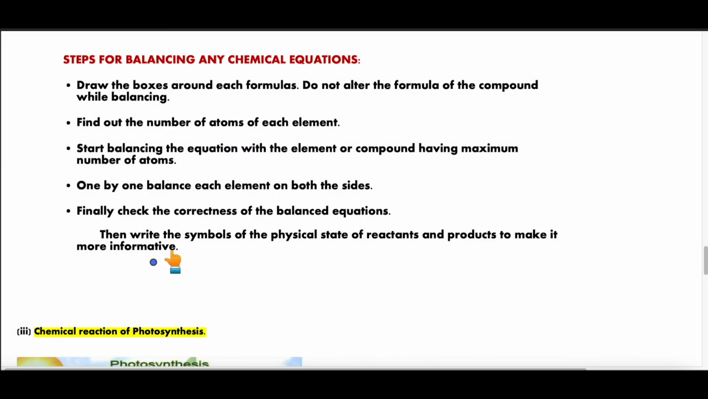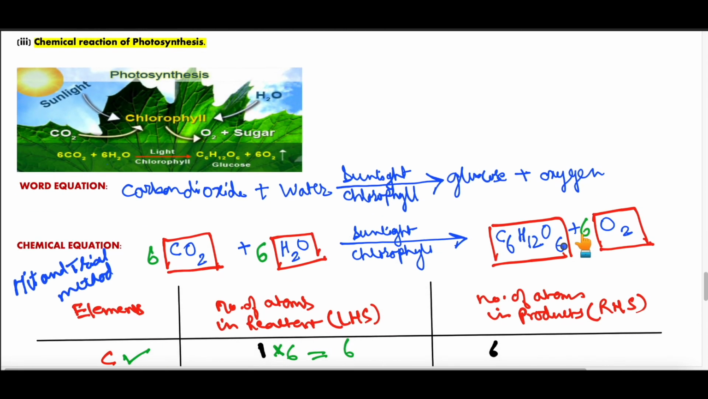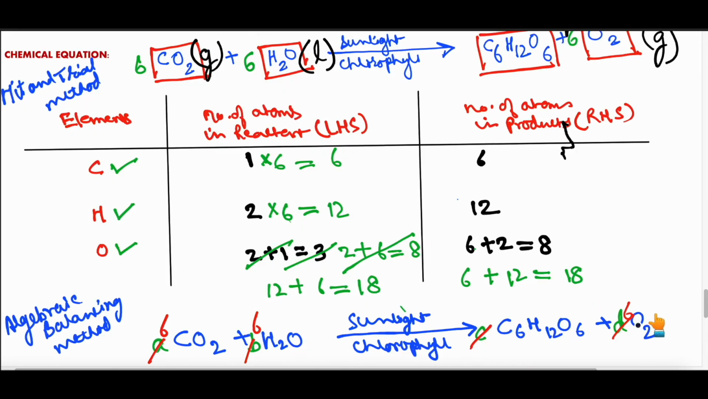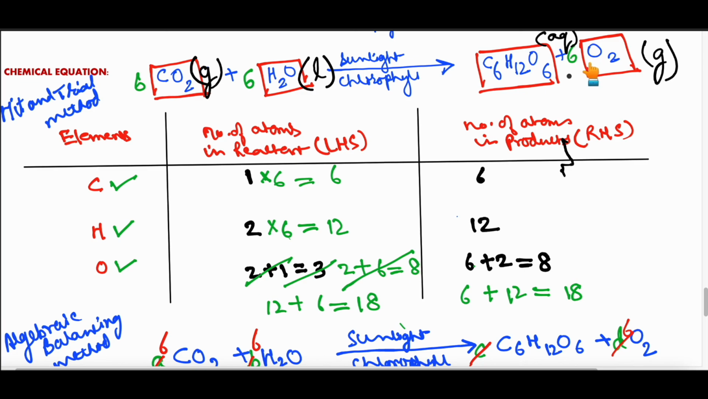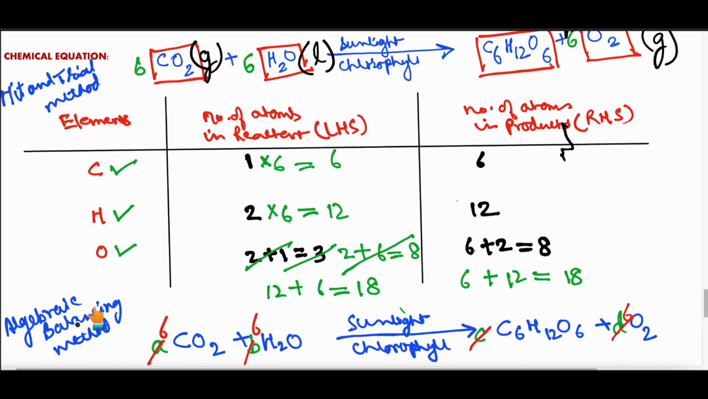Now the last step is then write the symbols of the physical state of reactants and products to make it more informative. So this is also the balanced chemical equation where we are getting 6 CO2 plus 6H2O in the presence of sunlight and chlorophyll gives C6H12O6 plus 6O2. And by algebraic balancing method, again we have 6CO2 plus 6H2O in the presence of sunlight and chlorophyll gives C6H12O6 plus 6O2.